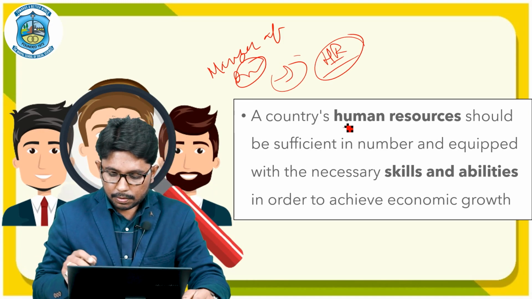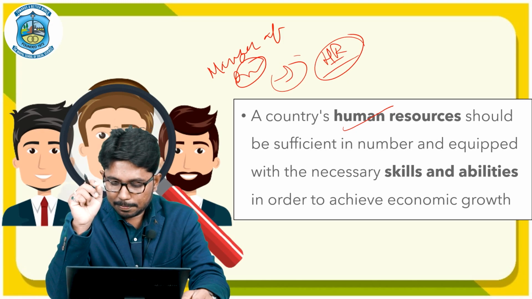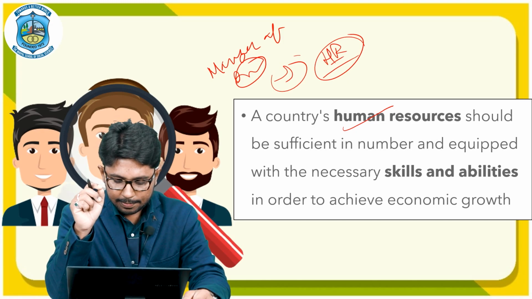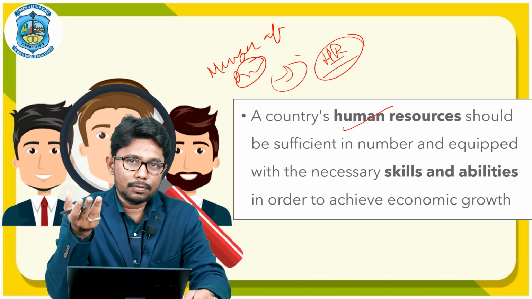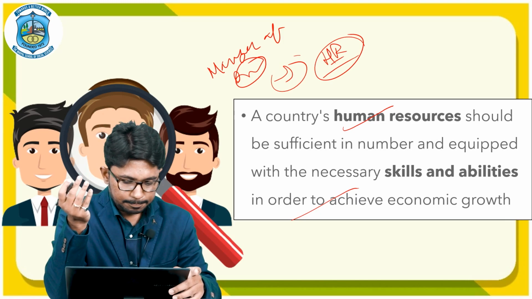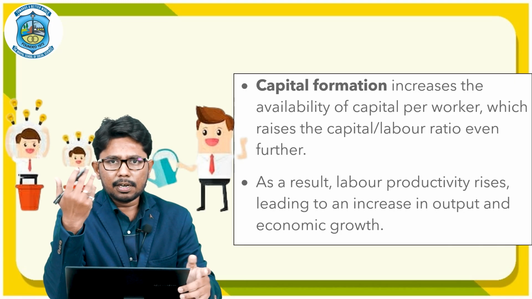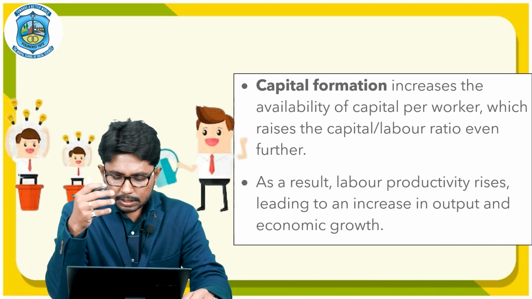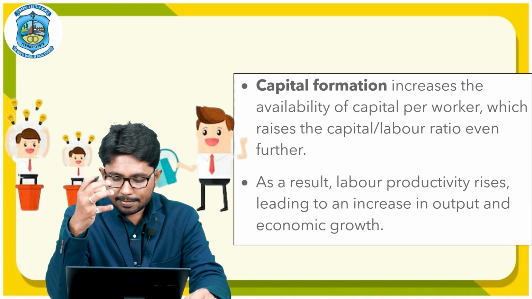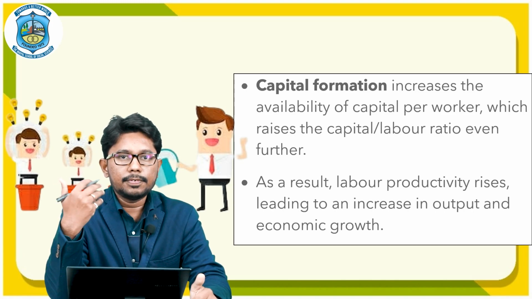A country's human resource should be efficient in number and equipped with the necessary skills and abilities in order to achieve the economic growth, which we just discussed through the other example. Now, the second one is capital formation. Capital formation increases the availability of capital per worker, which raises the capital-labor ratio even further.